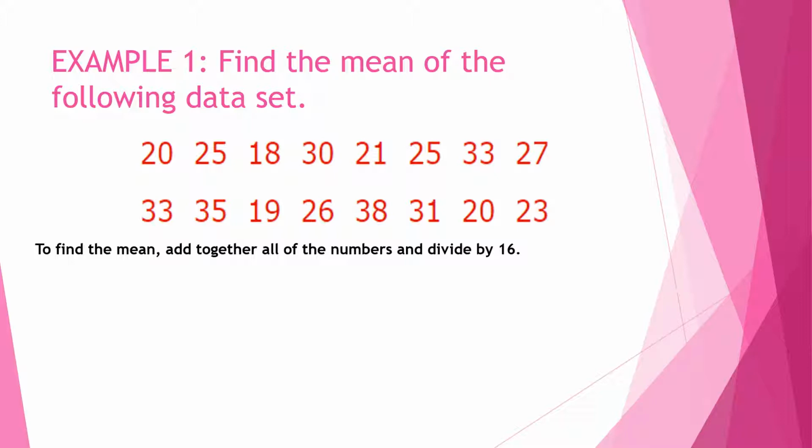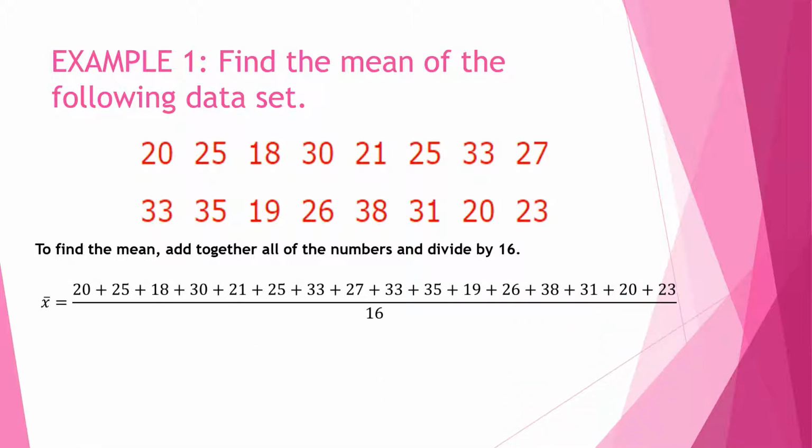All right, so to find the mean, remember the mean is represented by the symbol x bar, with x with a little line over it. So we're going to add together all of those numbers and then divide by 16. All right, so go ahead, pause the video, and we'll see if we get the same thing.